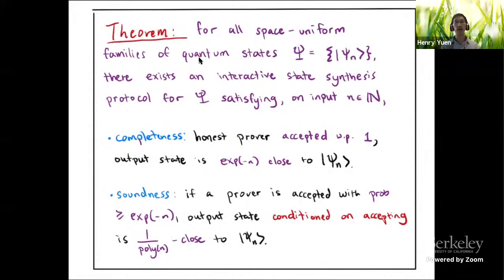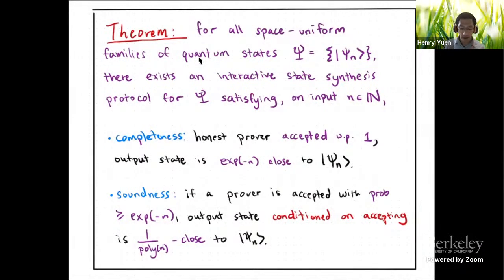So here's the theorem. Here, in order to make this well defined, we actually have to talk about not just synthesizing a single state, but rather an infinite family of states. That way we can meaningfully talk about asymptotics and complexity. So let's say you walk up with what I call a space-uniform family of quantum states. These states, psi_n, are indexed by the integers. psi_n is a state on n qubits.